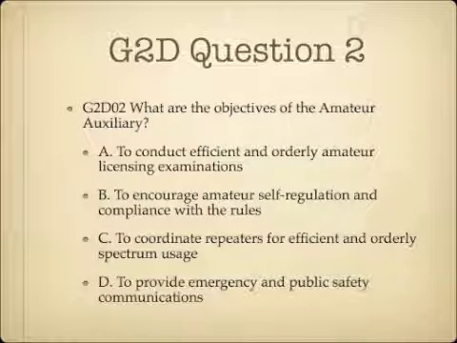Question 2. What are the objectives of the amateur auxiliary? A. To conduct efficient and orderly amateur licensing examinations. B. To encourage amateur self-regulation and compliance with the rules. C. To coordinate repeaters for efficient and orderly spectrum usage. Or D. To provide emergency and public safety communications.